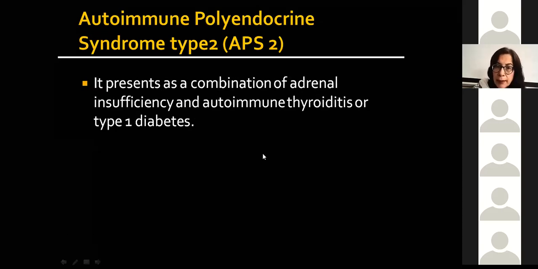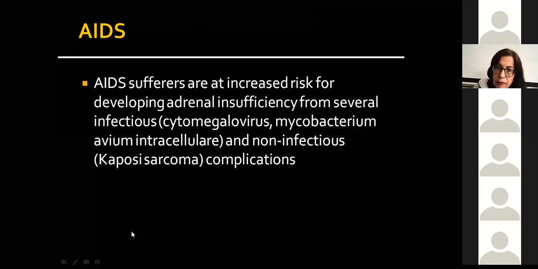In APS type 2, there is adrenal insufficiency along with autoimmune thyroiditis or type 1 diabetes. AIDS sufferers are at increased risk for developing adrenal insufficiency from several infections like cytomegalovirus, Mycobacterium avium intracellulare, and non-infectious complications like Kaposi's sarcoma.